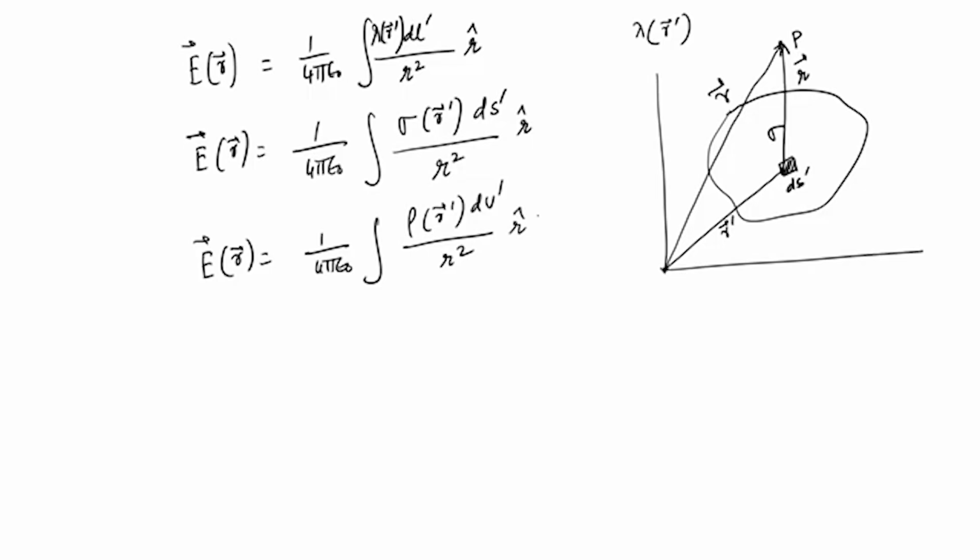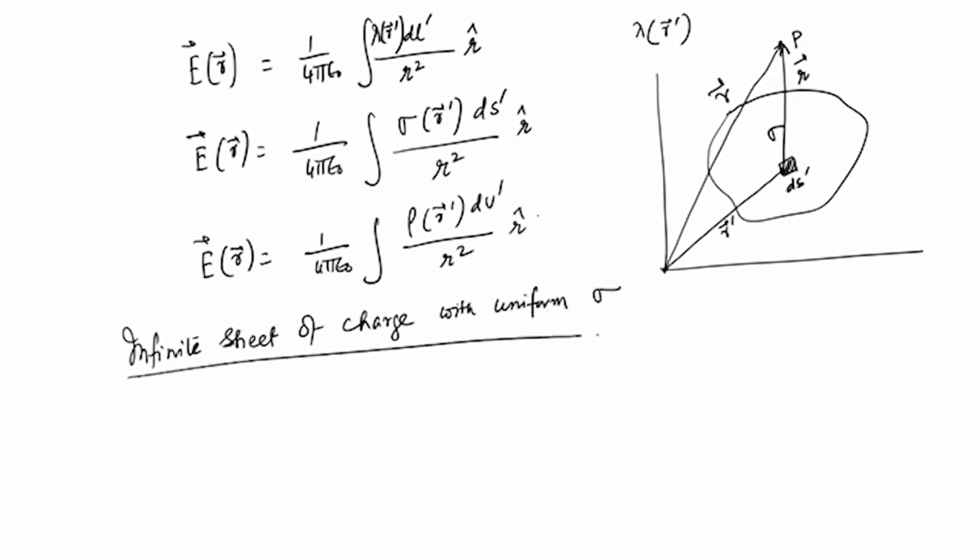Let me do one example which is quite well known and is done in all books. We take an infinite sheet of charge. It is a sheet of charge, which means it has a surface charge density, and we say it is uniform sigma, which means a uniform surface charge density.